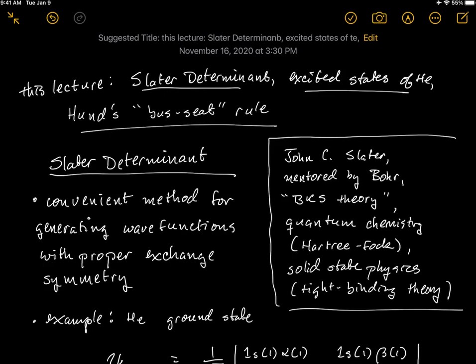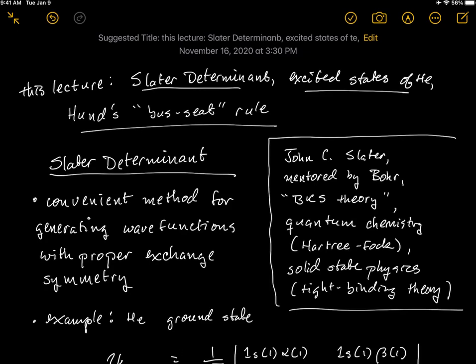First of all, a little bit about Slater. John C. Slater was mentored by Bohr. He was part of the team that developed this BKS theory that was part of the early quantum theory, one of Bohr's theories related to the hydrogen atom. And it has many of the features of the later Schrodinger theory. So it's kind of an interesting historical development.